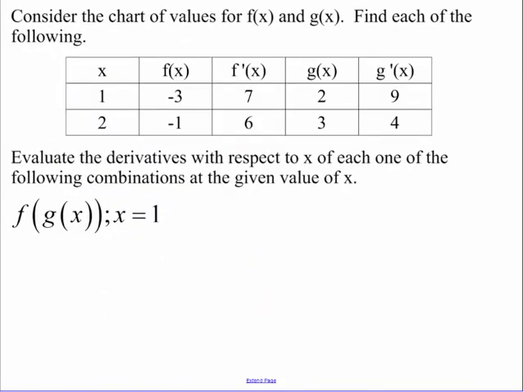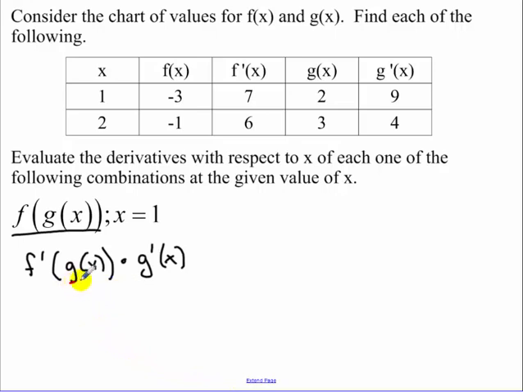This next example is one you're going to find a lot of on the AP and on my quizzes and tests. So we have a chart of values, and we have to evaluate the derivative with respect to x for each one of the following combinations of x. So here we have a composition of functions. So I want you to show me the derivative. F prime of g of x, the derivative of the outside function, times the derivative of the inside function.